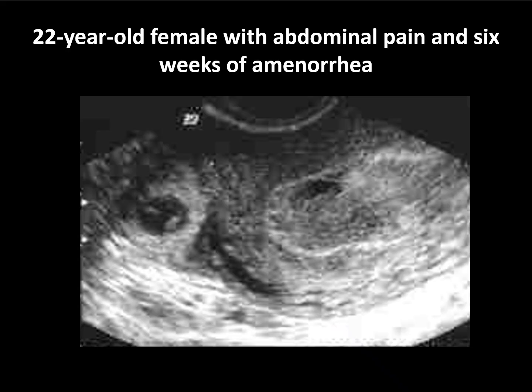This is what the ultrasound of the lower abdomen would look like in a female with abdominal pain, and this particular one had 6 weeks of amenorrhea. Here is the uterus. Here's the uterine cavity. Here is the fallopian tube and the gestational sac growing inside the fallopian tube. And this is an unruptured ectopic pregnancy.